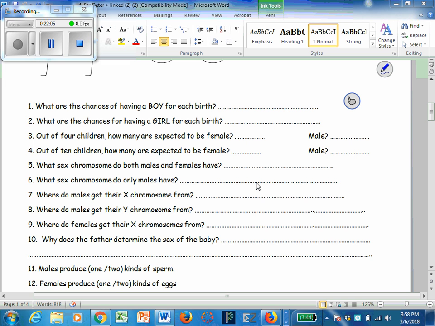I'm going to erase this and move on to the next page. And again, the expectation is that you complete these problems and turn them in.